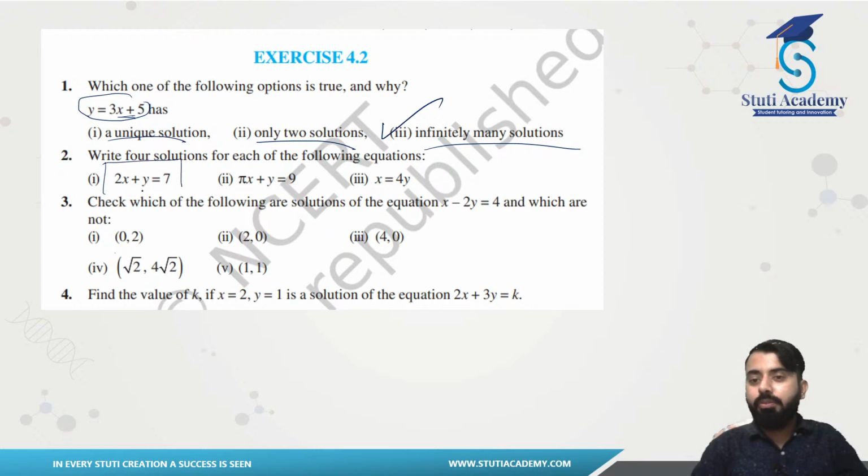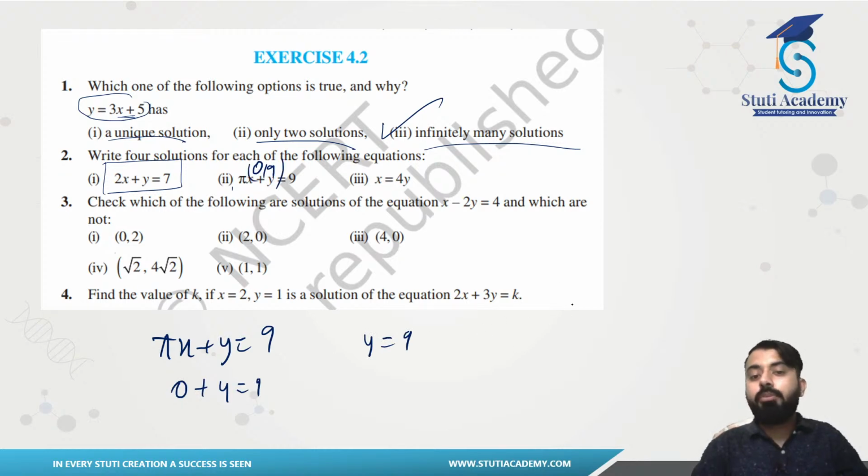Now you have to write 4 solutions in each of the following. You can easily do this one. Just put the value of y, get the value of x, then change the value of y, get the new value of x, again change the value of y, get the new value of x. Similarly, in this one, let me do this one for you. Pi x plus y equals 9. Just assume your x is 0. If x is 0, y will be 9. So 0 comma 9, that is the first. Then if you assume y to be 0, then x will be 9 by pi. Right? You can write as many values as you want.